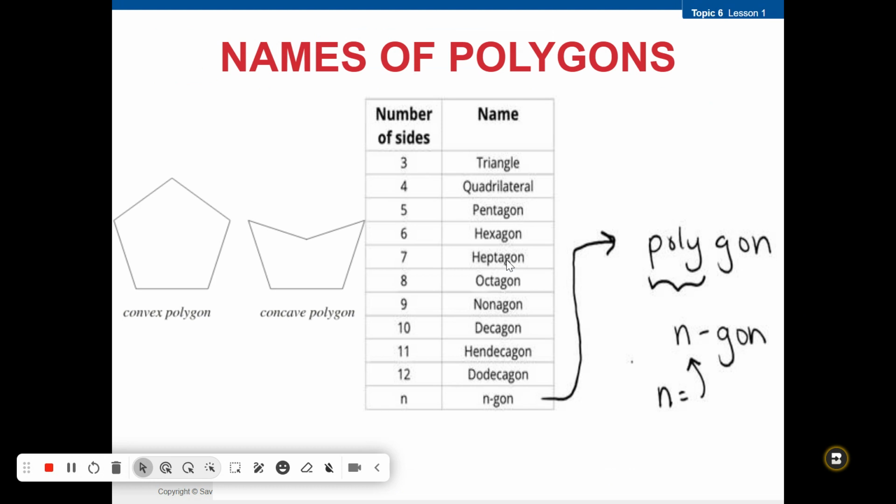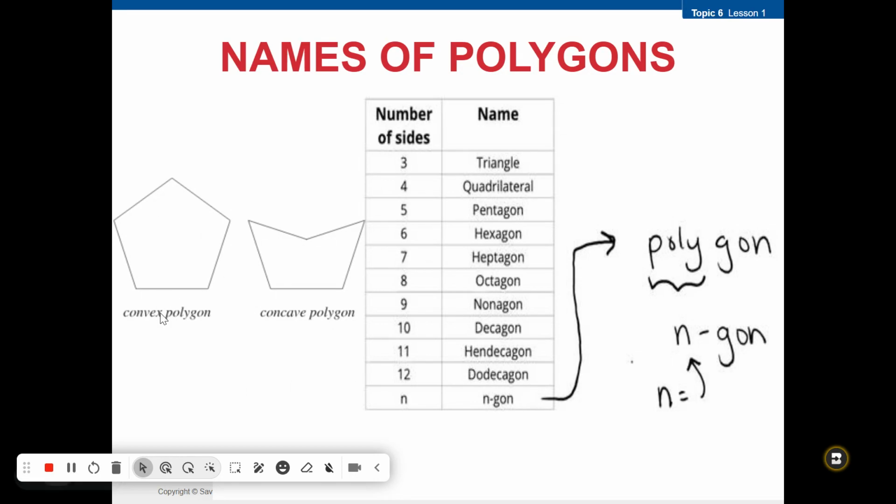If you don't remember these names, I recommend note cards because we're not going to have it available for you on the test, okay? So the names of polygons you are responsible for are triangle, quadrilateral, pentagon, hexagon, heptagon, octagon, nonagon, decagon, hendecagon, dodecagon, and after 12, it's just an n-gon. You would put like 13-gon, 14-gon, 15-gon, okay?